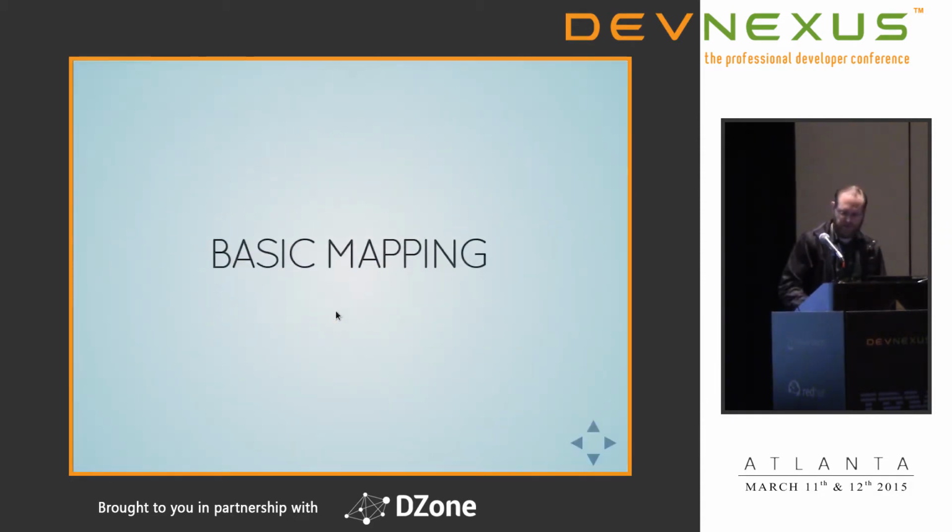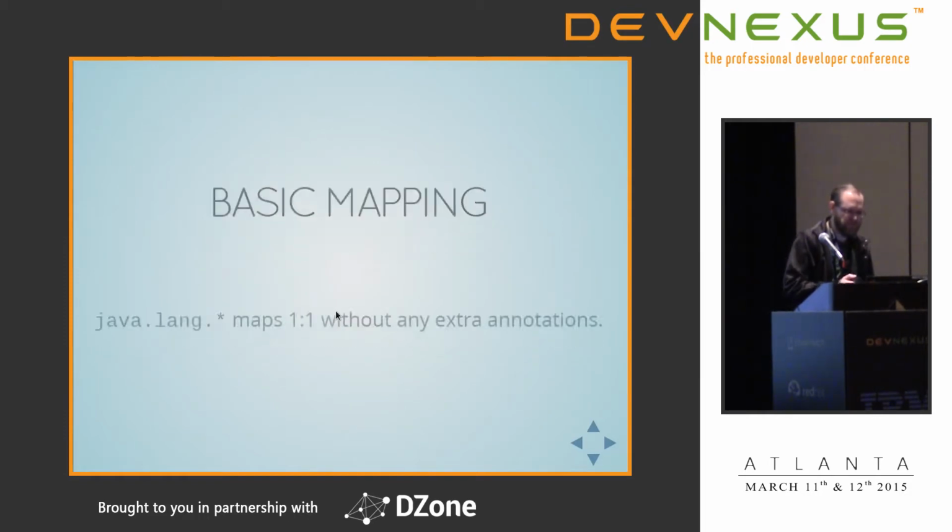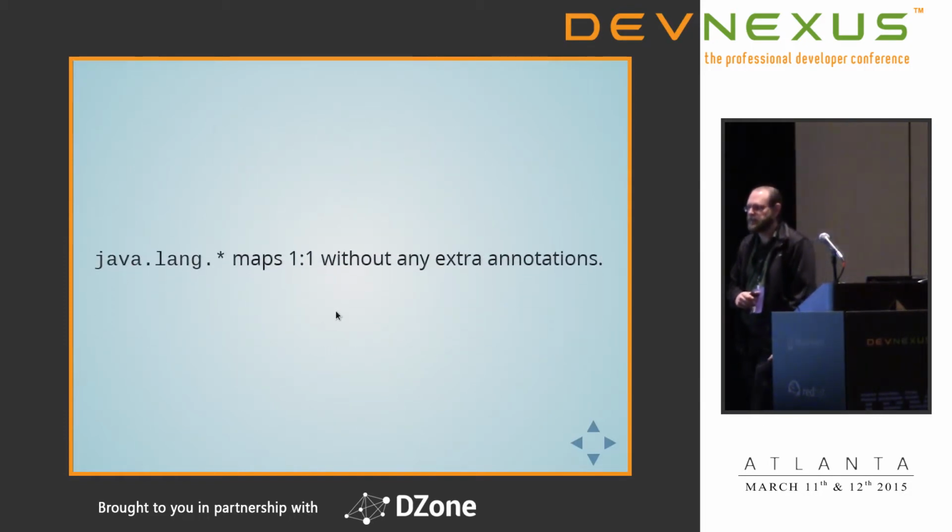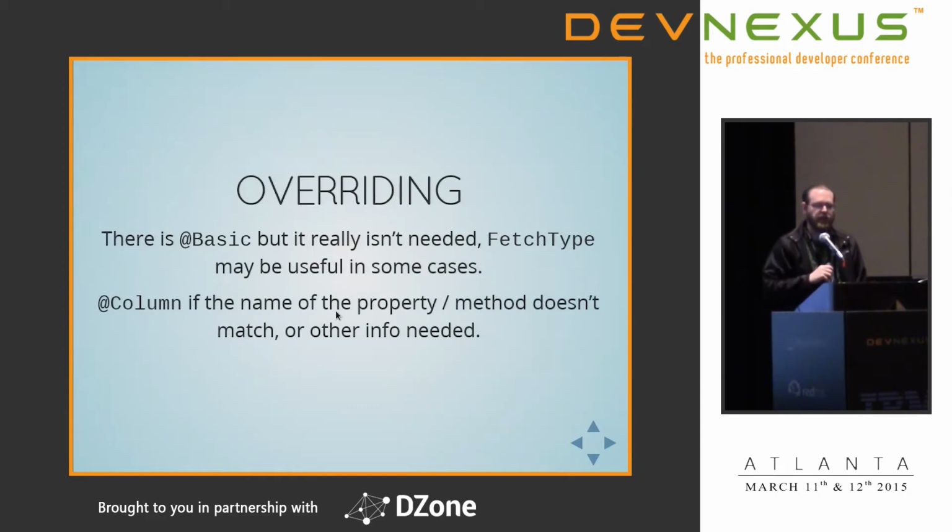So the basic mapping is really actually pretty simple. Everything in java.lang, so integers, shorts, characters, strings, dates, timestamps from the SQL package. Those all map one-to-one from the database to the entities, from the entities to the database. Not that bad. And you can do that without annotations or without the XML, specifying exactly what it is. However, you can do some overriding. And the first thing is this Basic annotation.